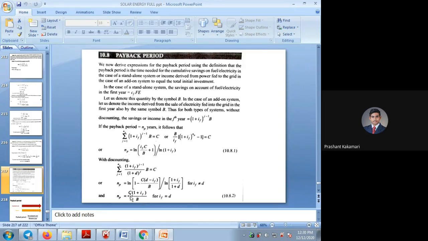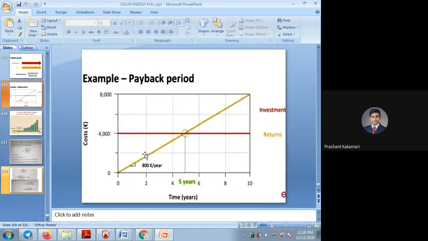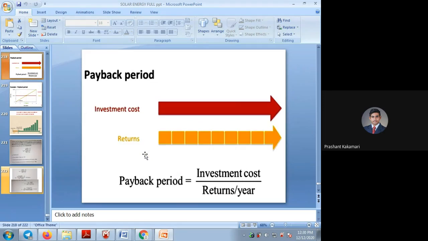So using those equations, C into 1 plus IF divided by B for IF equal to D. In such a case, if you want to find the net present value, you can use this equation. Or if the discount is given, then you can go for this equation. This is also one of the definitions: the payback period is the ratio of investment cost to the returns per year. If it is 1, payback period is good.